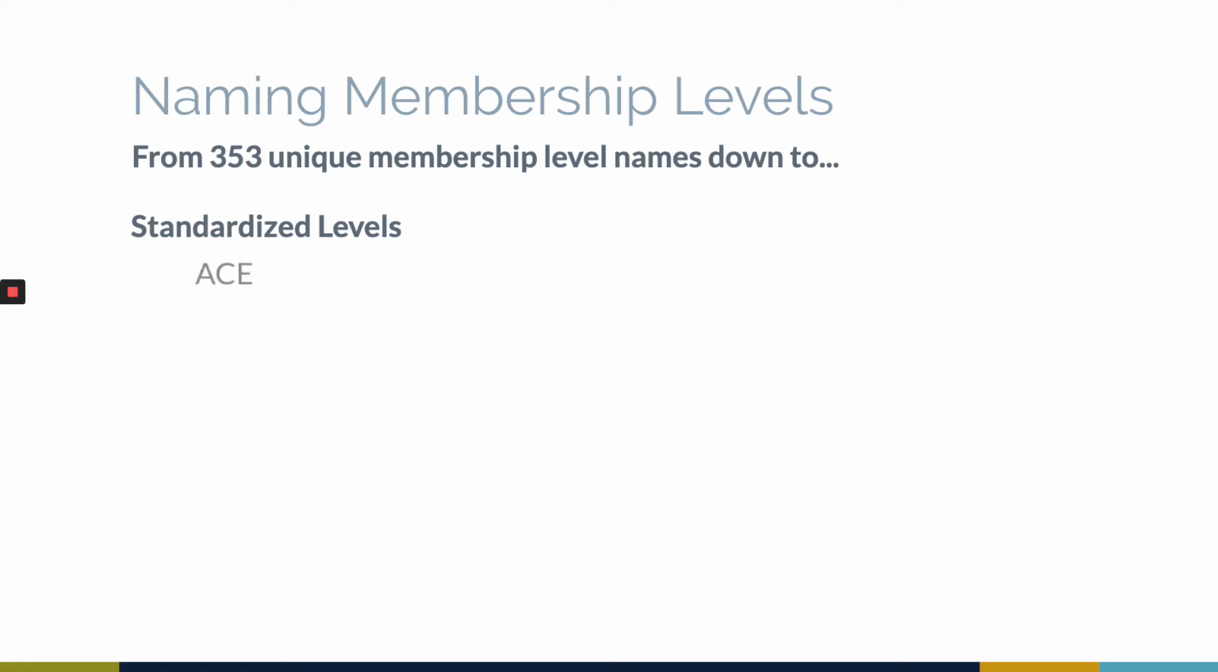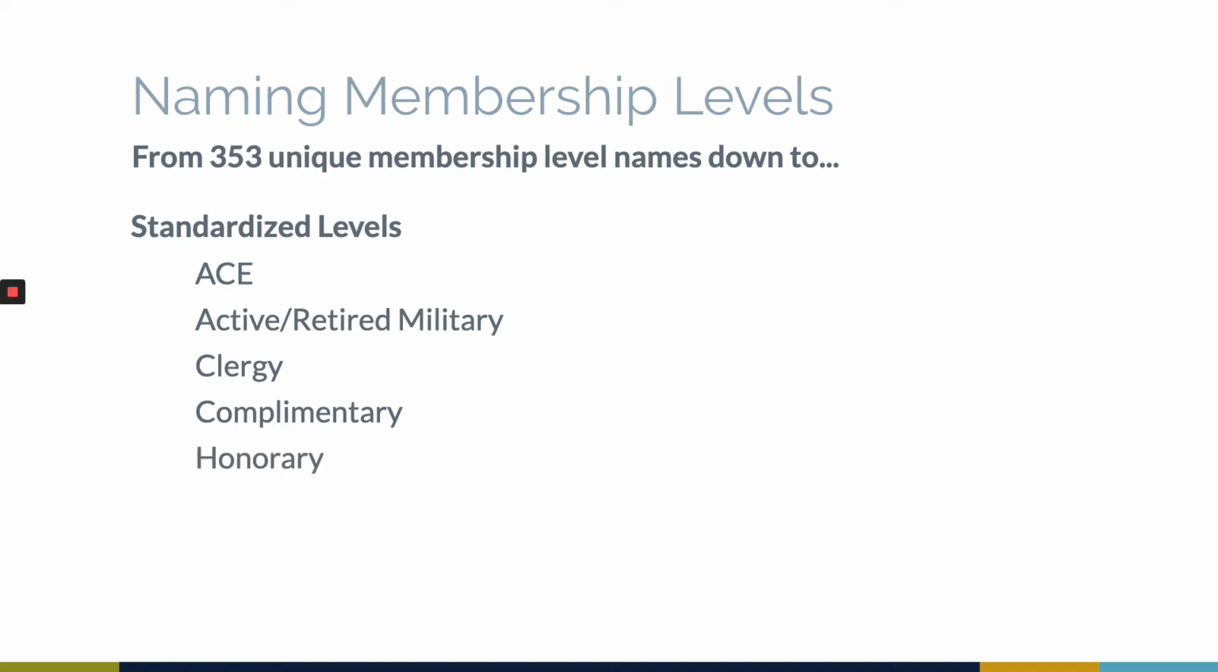Then what we have are special memberships, so things like ACE teachers, active retired military, clergy, complementary memberships, which some clubs have combined some of these into a single membership level. I like separating them out into individual levels because then you can easily pull a report of your active retired military memberships. You don't have to try and figure out who is who. We have honorary or lifetime memberships, religious order, which is similar to clergy, and then we have special pricing memberships for seniors who are 65 and older, and that's not senior alumni, but that's age-based.